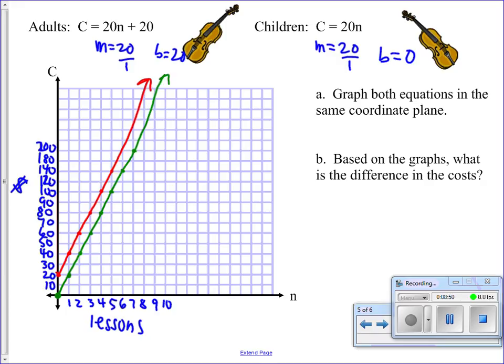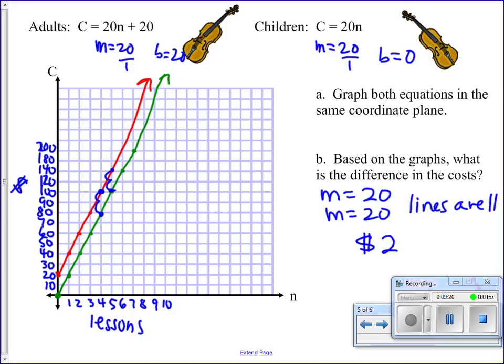Those two graphs are never, ever going to intersect because look at their slopes. Their slopes are exactly the same. So these lines are parallel because our slopes are both 20. That means the difference for the cost of an adult and a student is always going to be $20. Look at that. At 5 lessons, there's the difference between the cost of an adult and a student, and that's a difference of $20 every time.